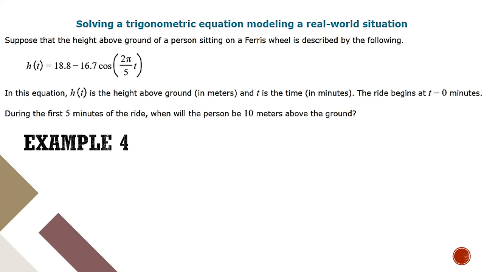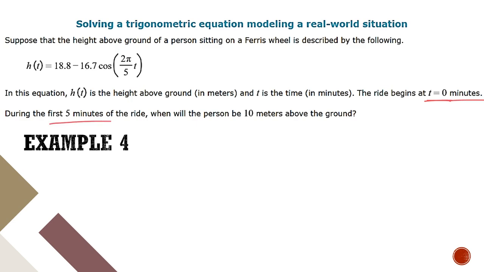So let's do a word problem here. We're given that the height above the ground of a person sitting on a Ferris wheel is described by this formula, h of t. So the height based upon time is this function here. In this equation, h of t is the height above the ground in meters, and t is time in minutes. We're going to start at t equals 0 minutes.